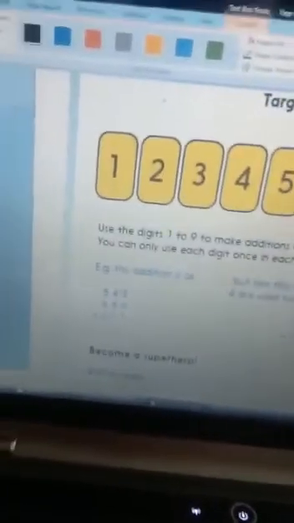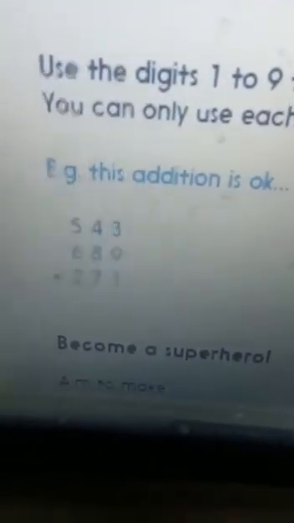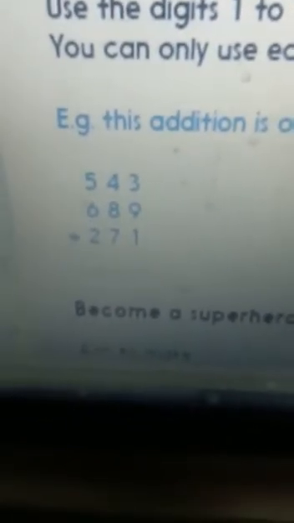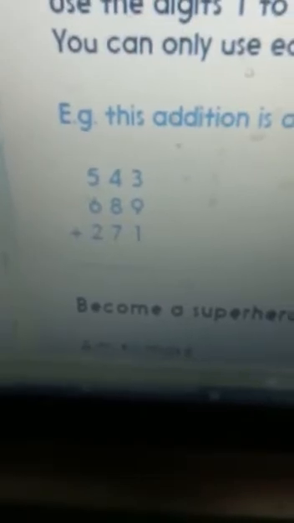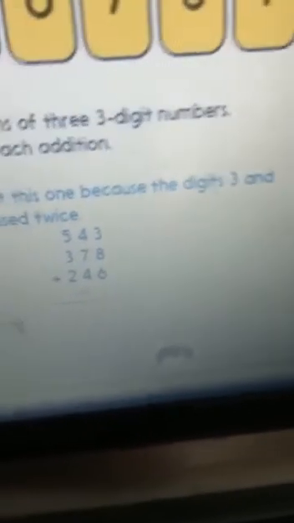And then for the investigation, we've got digits 1 to 9. You can only use 1 digit at a time. You've got to make additions of 3 digit numbers. You can only use that 1 digit once in each sum. So for this one, this is okay. You use 543, 689 and 271, all used each digit once, but not this one, because there are 2 numbers that have been used twice, the 3 and the 4, so you can't do that.